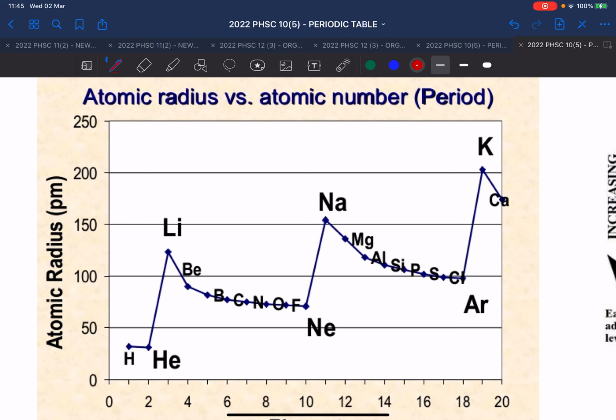I can ask from here, give me the tendency. Tendency is a pattern of the atomic radius when you go from left to right in a period. You must tell me, when I go from left to right in a period, the radius decreases. What happens in a group when I go from top to bottom in a group? It increases. Okay, you have it?